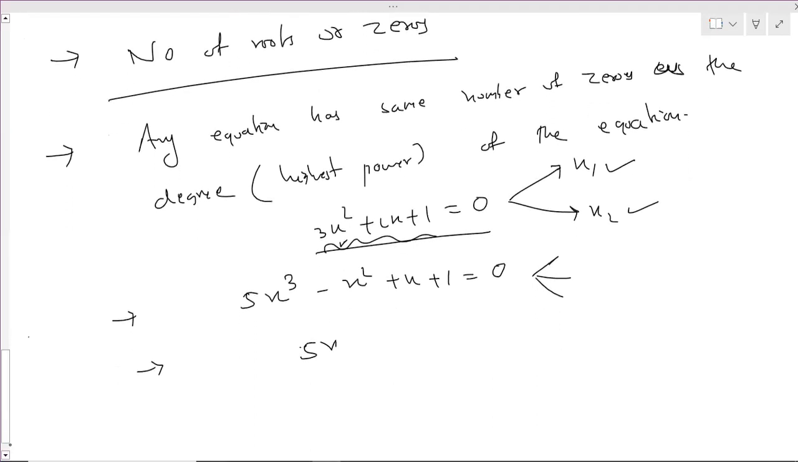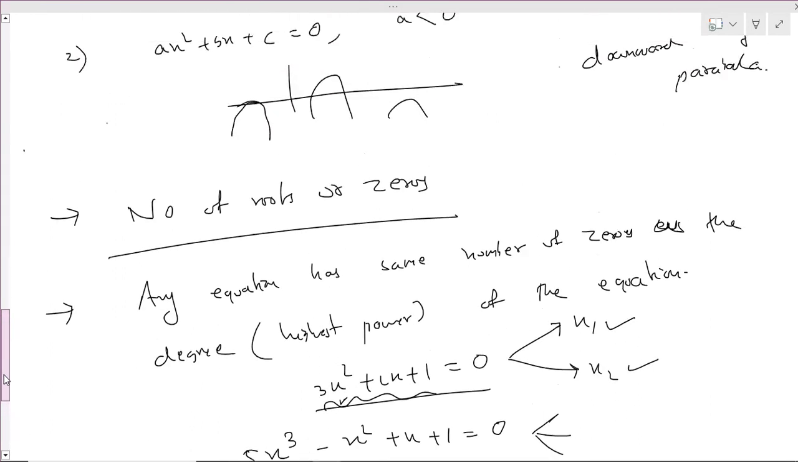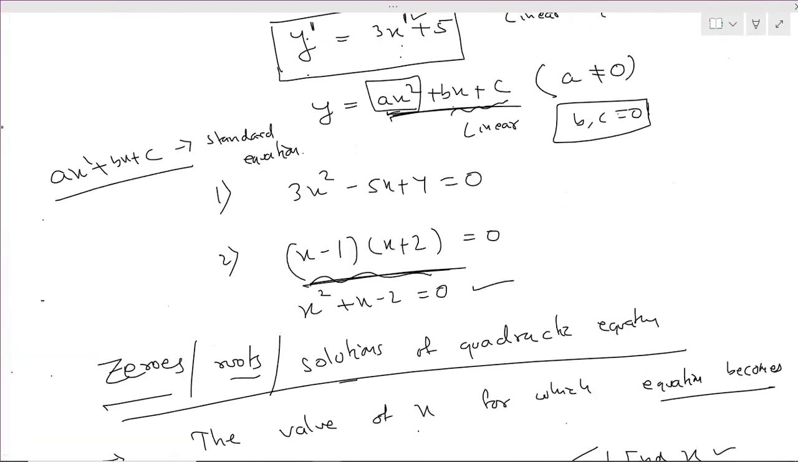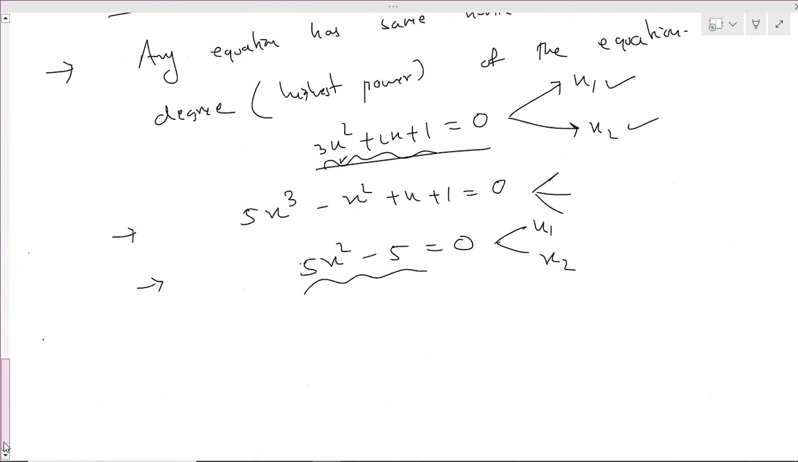If I write 5x square minus 5 equals 0, how many zeros will it have? 2. Is it a quadratic equation? No, why not? Because there's no 5x. See, if you look at the equation, I told you b and c can be 0. All we need is the power of x should be 2.